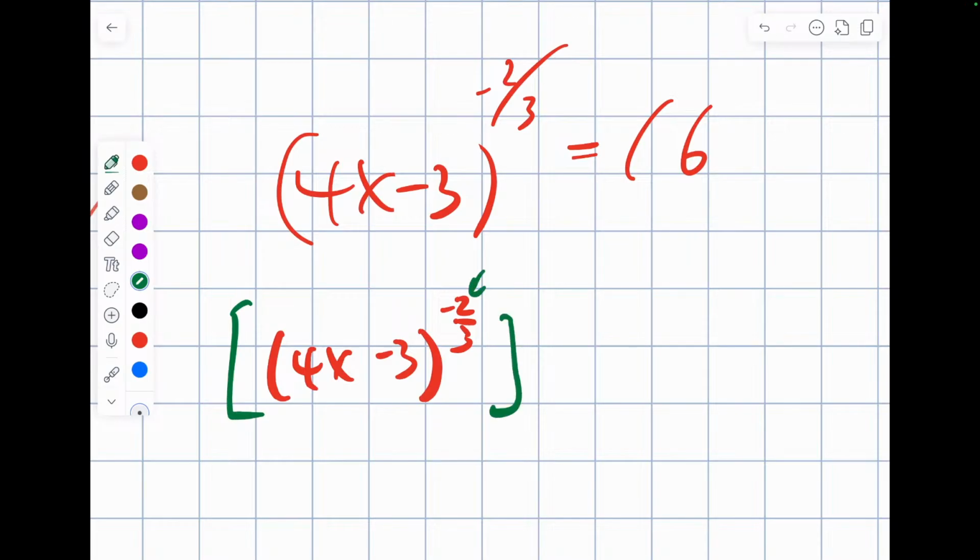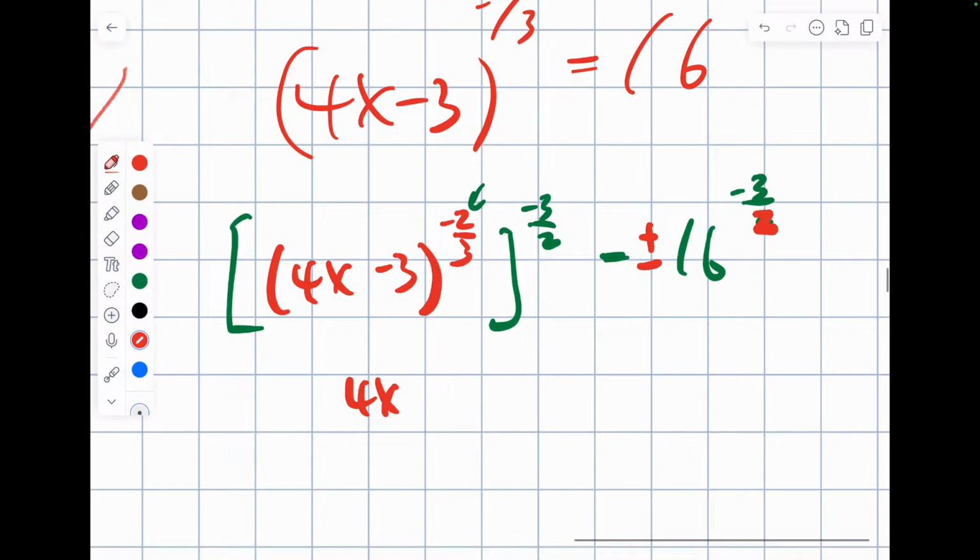Which power should I multiply on both sides? 3/2. Now, do you realize that 16 to the 3/2? Now I'm going to say this in red: when you have an even root on the bottom, you must include plus minus. Only if it's even. Odd is just plus. If it's even, you must include plus minus. So this becomes 4x minus 3, pretty easy because those two powers multiply to become 1, and I don't need that parenthesis anymore.